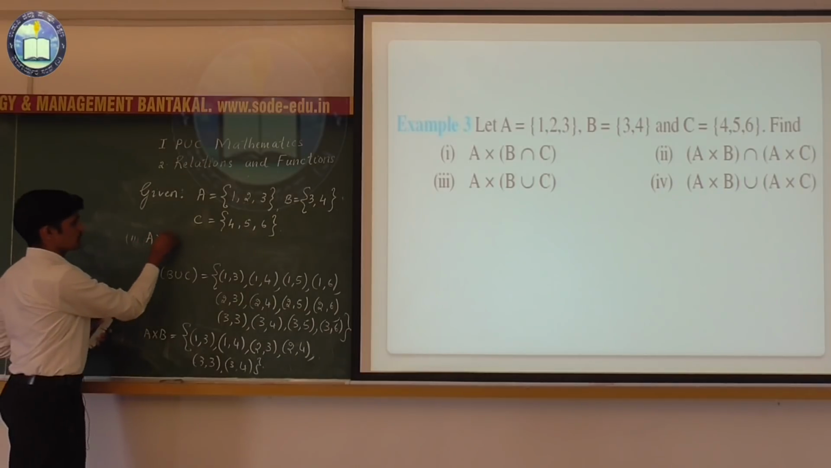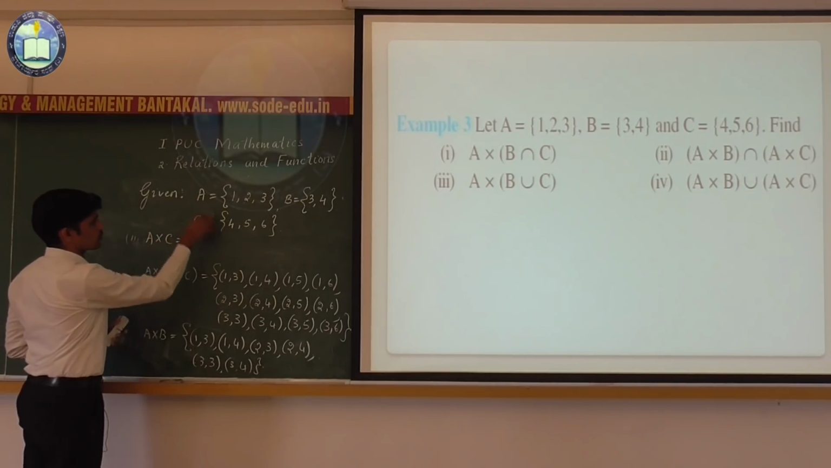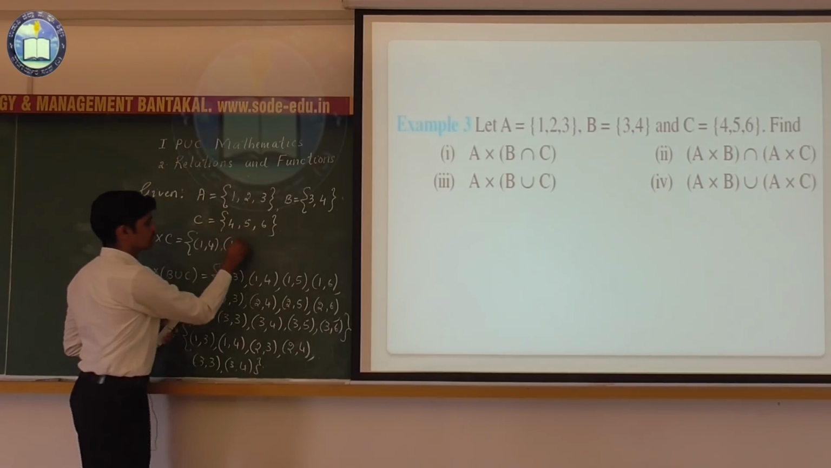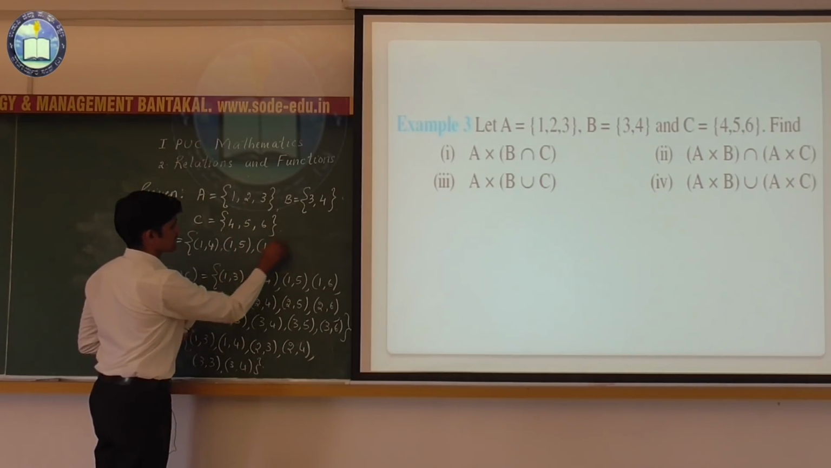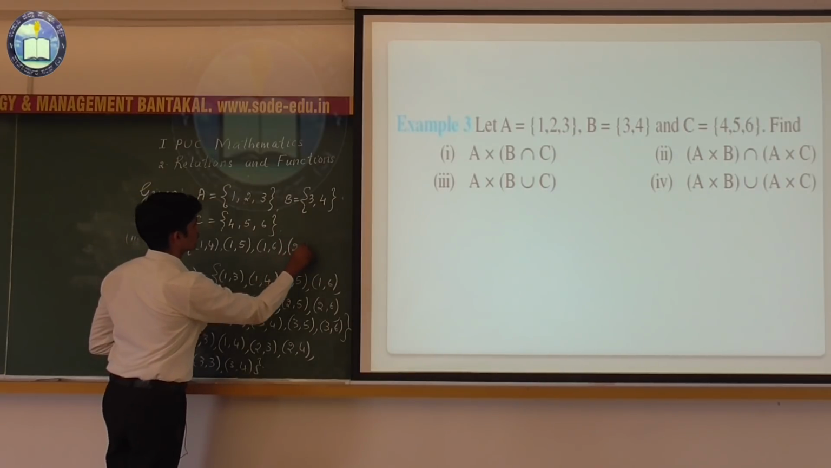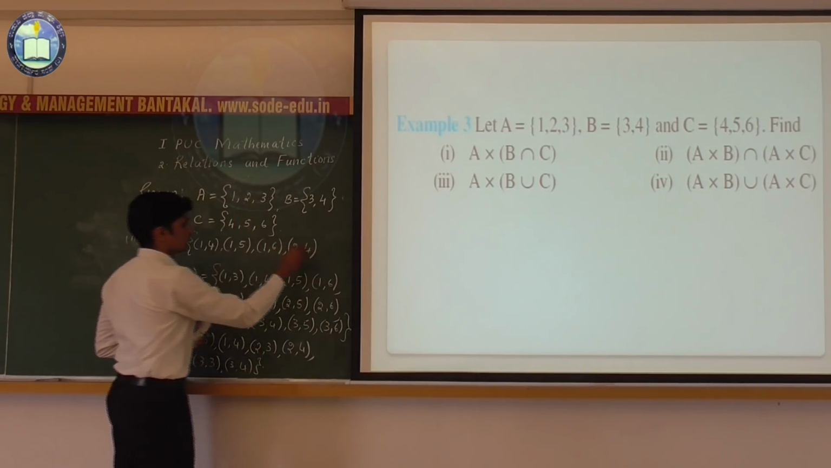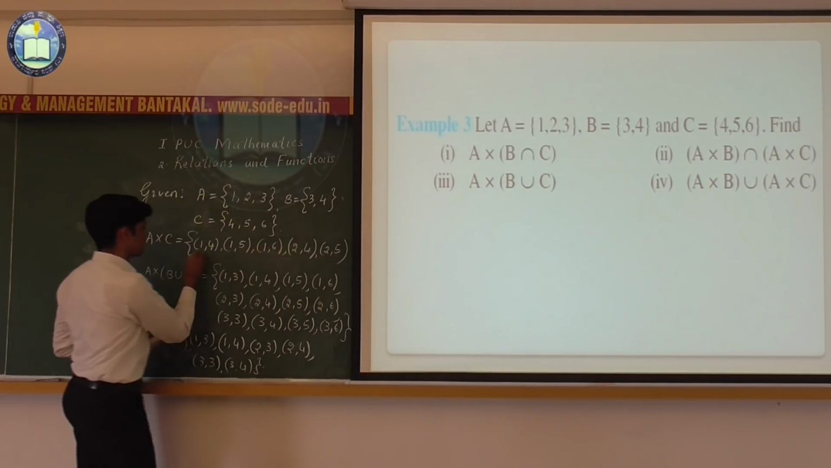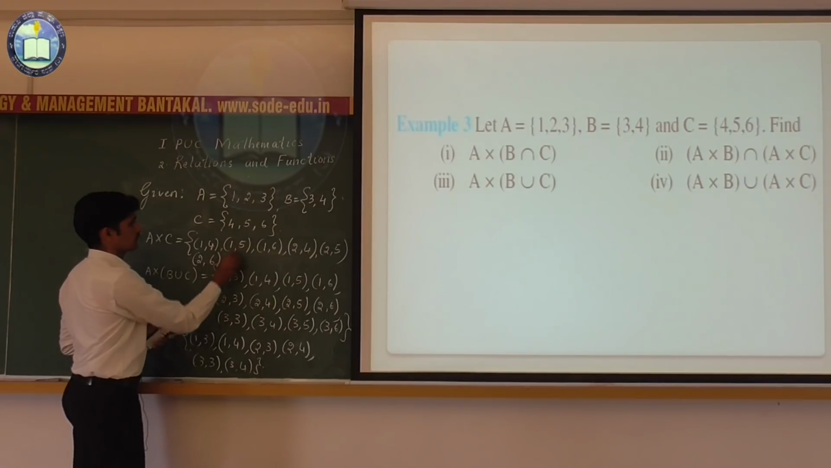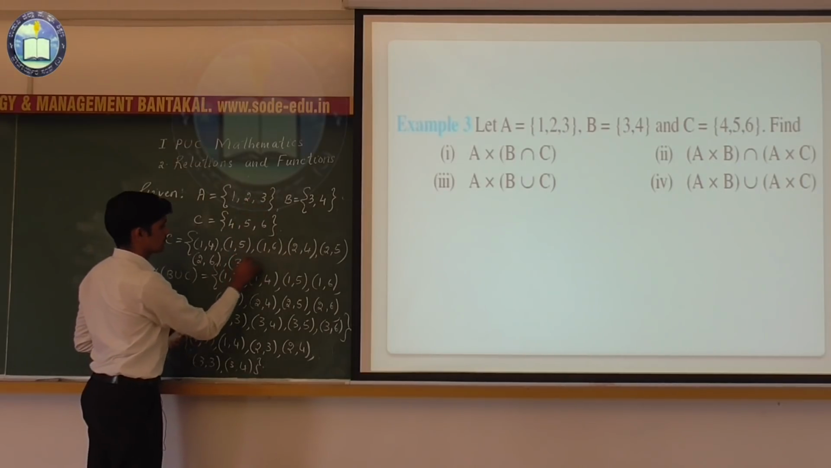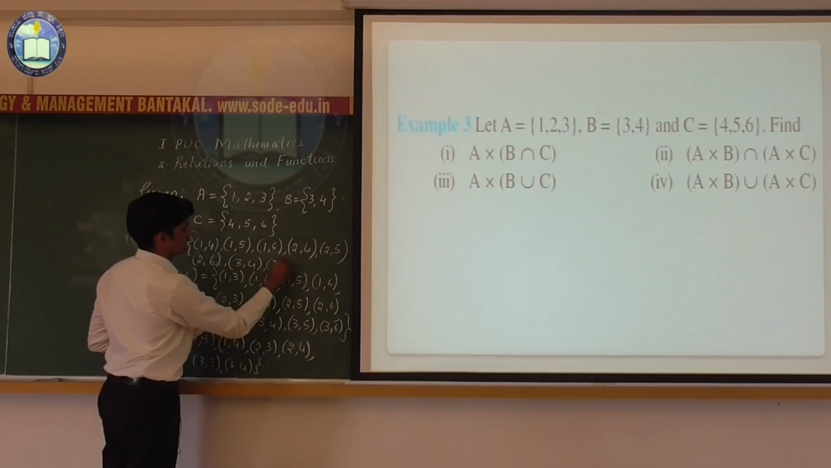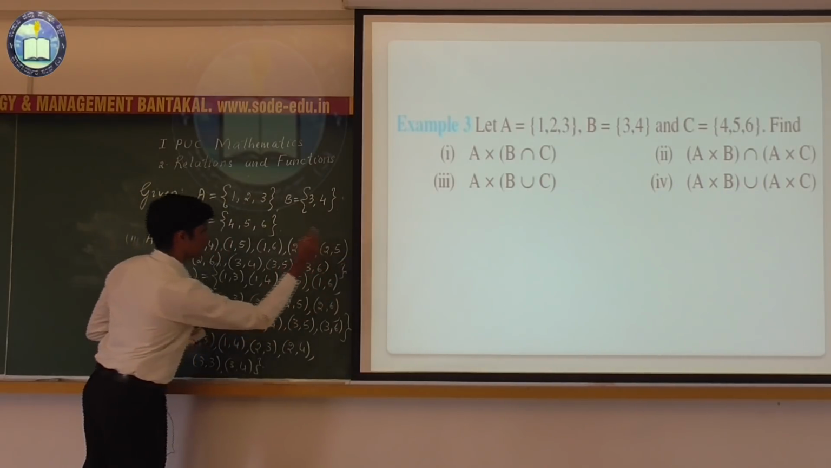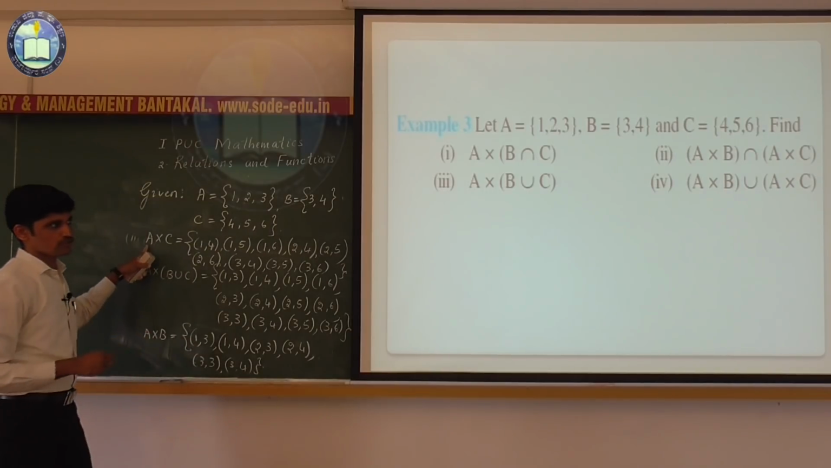If A cross C is equal to 1,4; 1,5; 1,6; 2,4; 2,5; 2,6; then 3,4; 3,5; 3,6. These are the elements of A cross C.